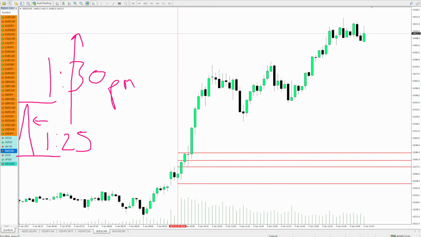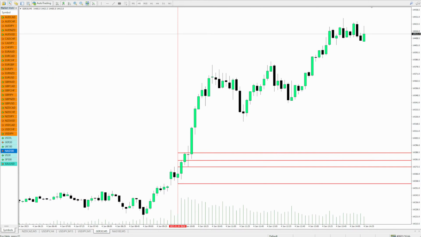So the strategy is just a breakout strategy, like any other breakout strategy, a breakout of a range. But in this particular instance, we have the edge in the fact that we know the volatility is going to happen at a specific time of day. The strategy can be used in a number of different ways.